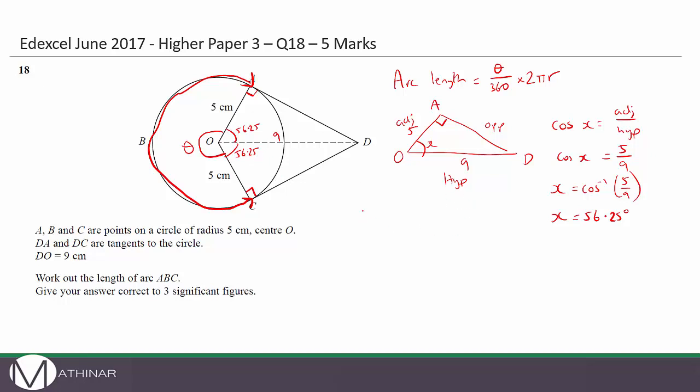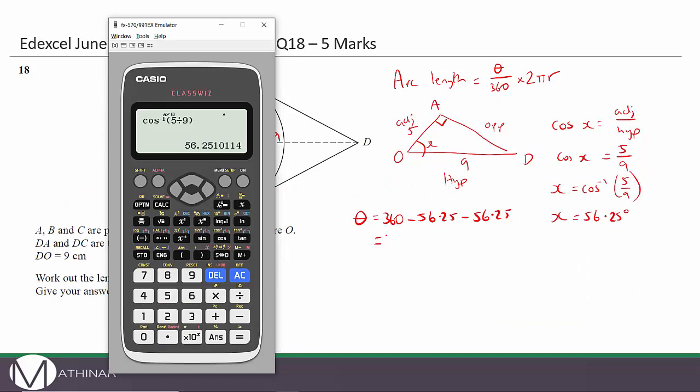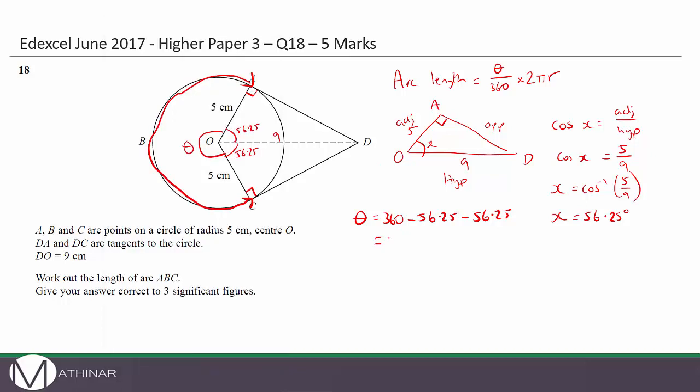So to find theta, it's going to be 360 degrees because that's the full circle, minus 56.25 minus the other 56.25. So let's multiply this by 2 and then do 360 minus the answer. This gives us 247.5 degrees.